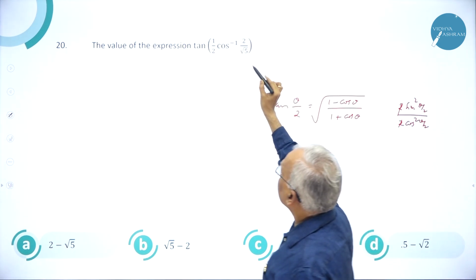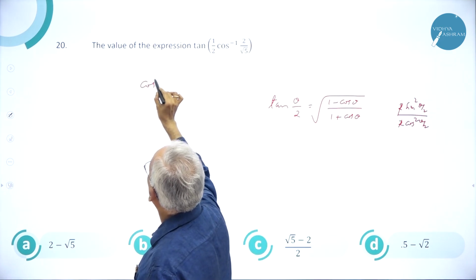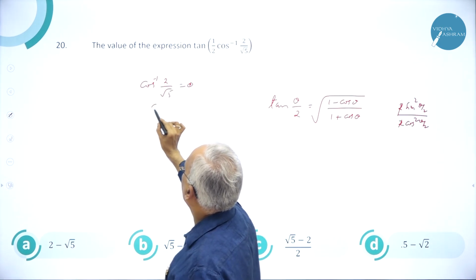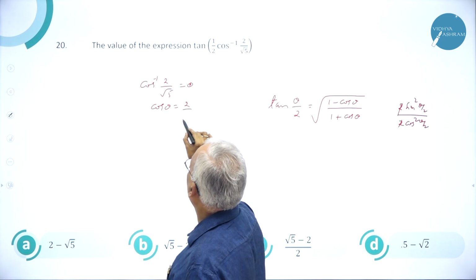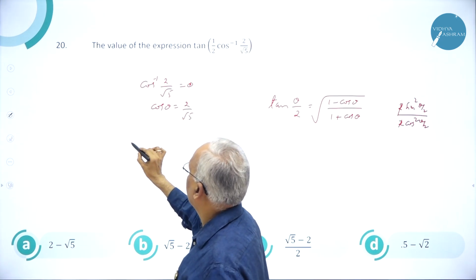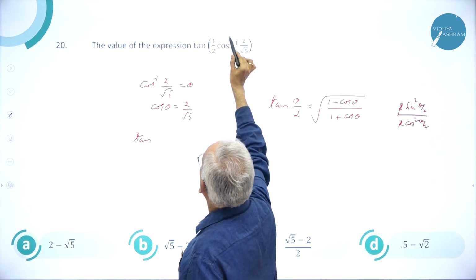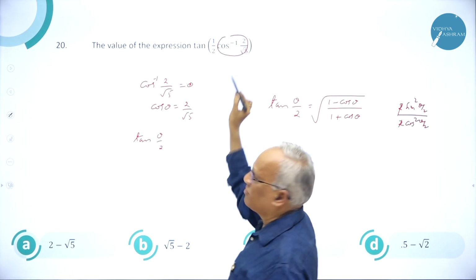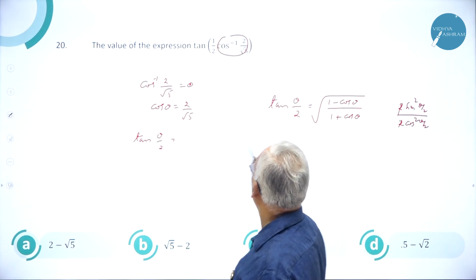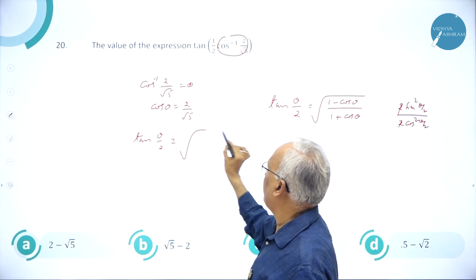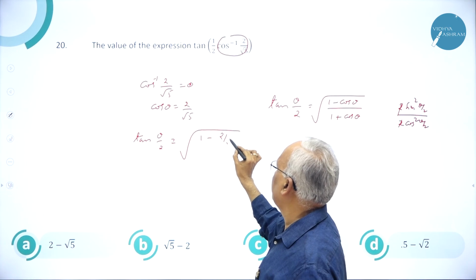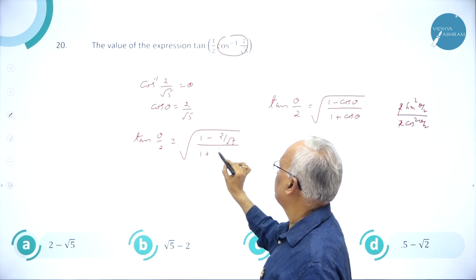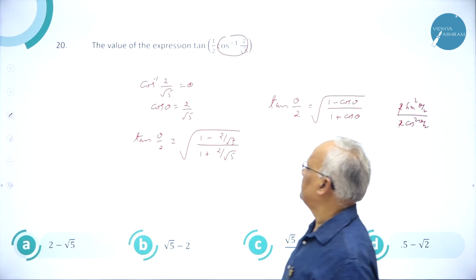Now, I take this cos inverse 2 divided by root 5 as theta. Therefore, what is cos theta? Cos theta equal to 2 divided by root 5. Now the expression becomes tan of, taking this cos inverse 2 by root 5 as theta, tan theta by 2, because half of theta, theta by 2. Now tan theta by 2, use this formula, is equal to square root of 1 minus cos theta, 1 minus 2 by root 5 divided by 1 plus 2 divided by root 5. This is the one.